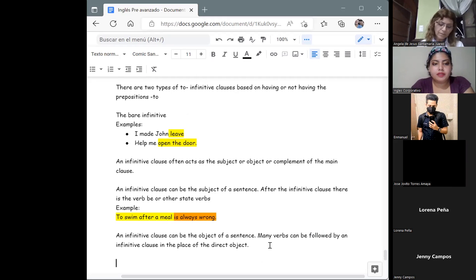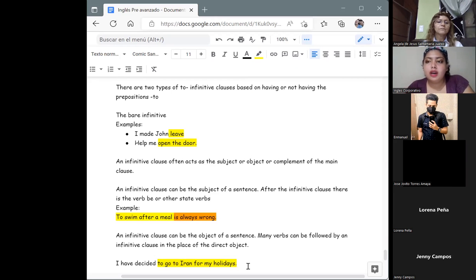And in this case, we have this first clause. I have decided to go. Here we have the clause with the infinitive part. To go is the thing in which we can see in which place we have the infinitive clause. To go to Ireland for my holidays. And if you can see here, at the end of the sentence, we have the clause with infinitive, but in this case it's yellow. So in that case, it is the object of the sentence. I have decided to go to Ireland for my holidays.